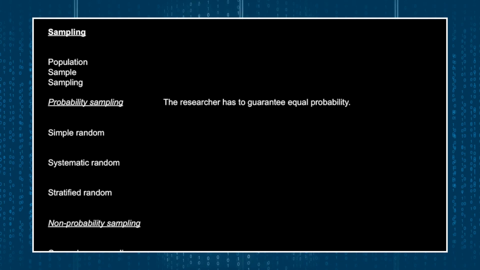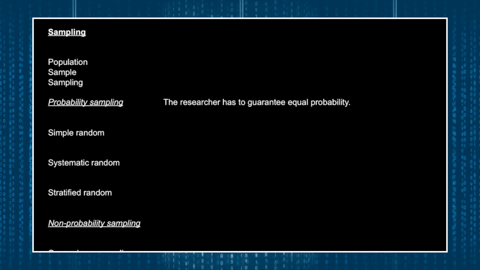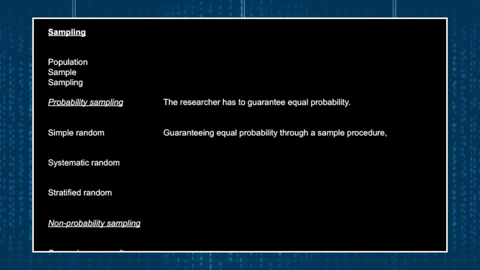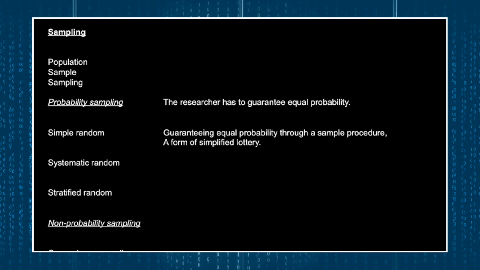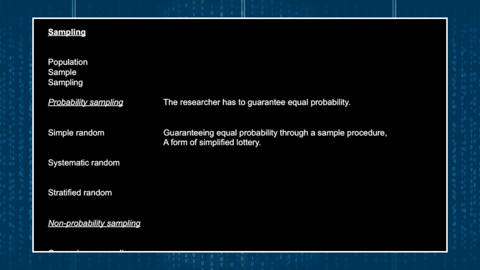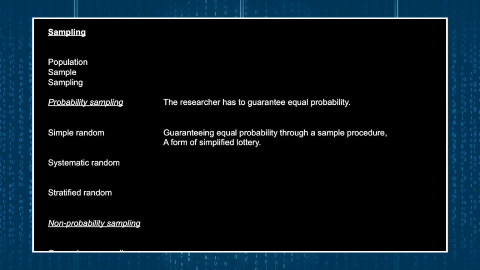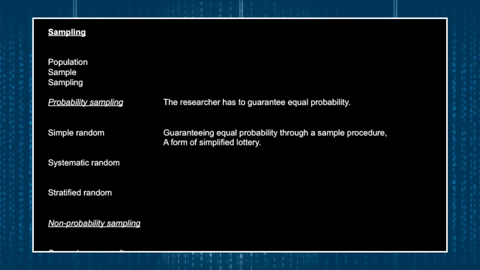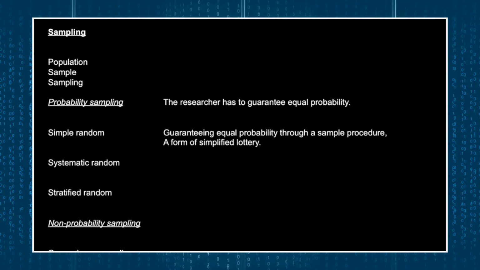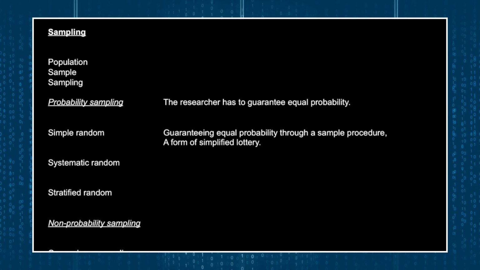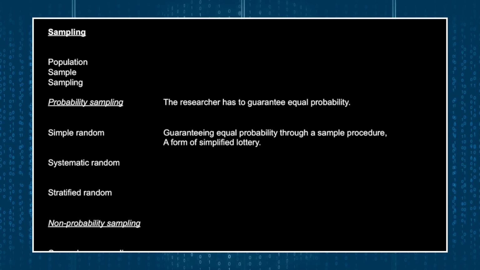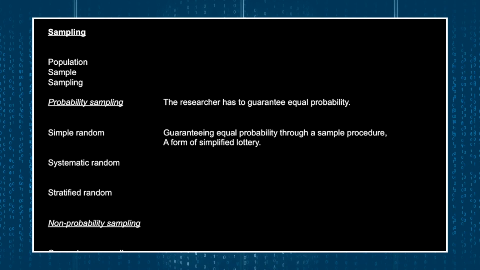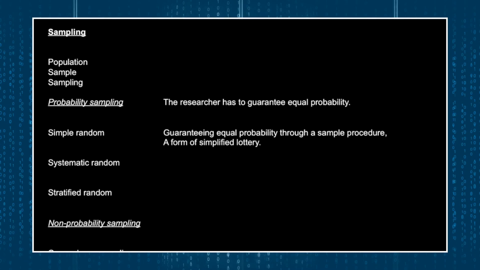The first one is the simple random sampling procedure, meaning we establish a simple procedure to guarantee equal probability. For example, if I have a population of 100 and I need a sample of 20, I can put the 100 names into a jar, shake them up, and pick out 20 names with my eyes closed. Through this simple procedure, we can reasonably guarantee that personal bias does not exist at all, and that the 20 names are picked purely by chance.